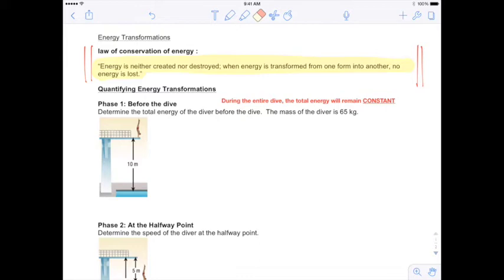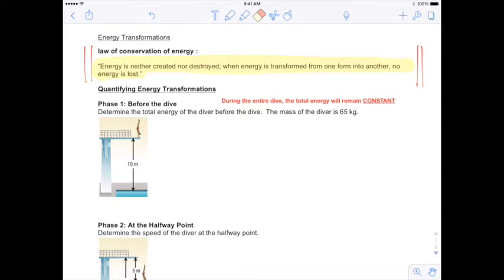So we'll look at the dive in 3 stages. We'll look at before he dives while he's waiting on the top of this 10-meter high platform. We'll look at the halfway point where he is 5 meters from the water. And then we'll look at just before he enters the water, so where his height above the water is 0. At some point, we would like to calculate the total energy that this diver possesses. And we know that if we can find the total energy, that value will remain constant throughout the entire dive.